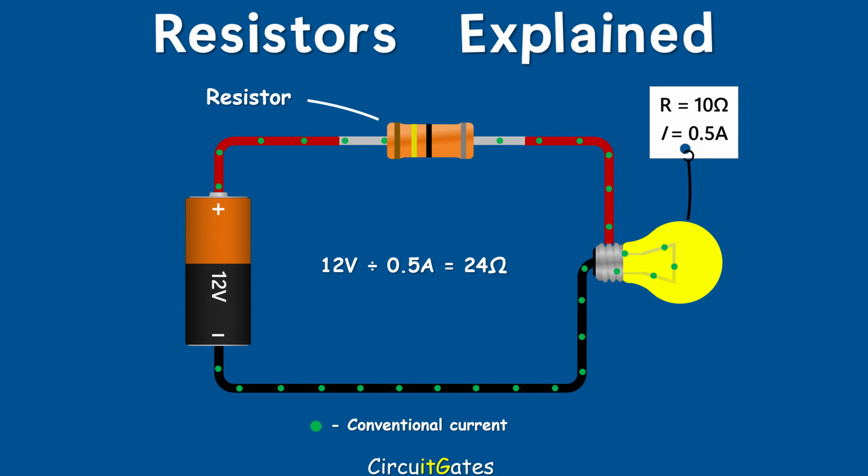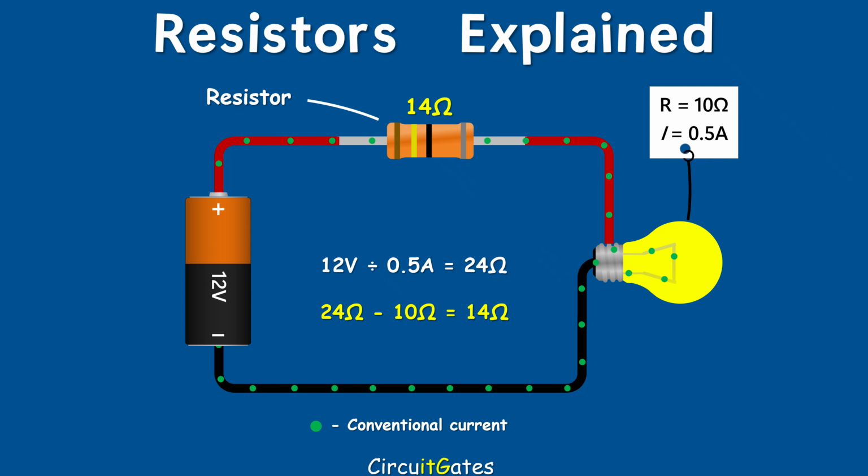We need 24 ohms in the circuit to prevent the light bulb from burning, or for 0.5 amps of current to flow in the circuit. Since the light bulb has a resistance of 10 ohms, and we need a total resistance of 24 ohms, then the resistor has a resistance of 14 ohms.